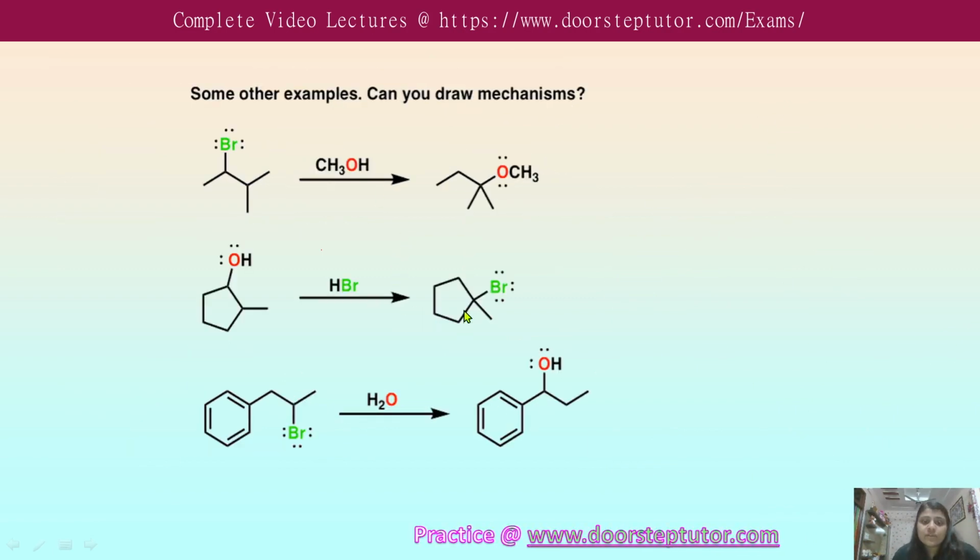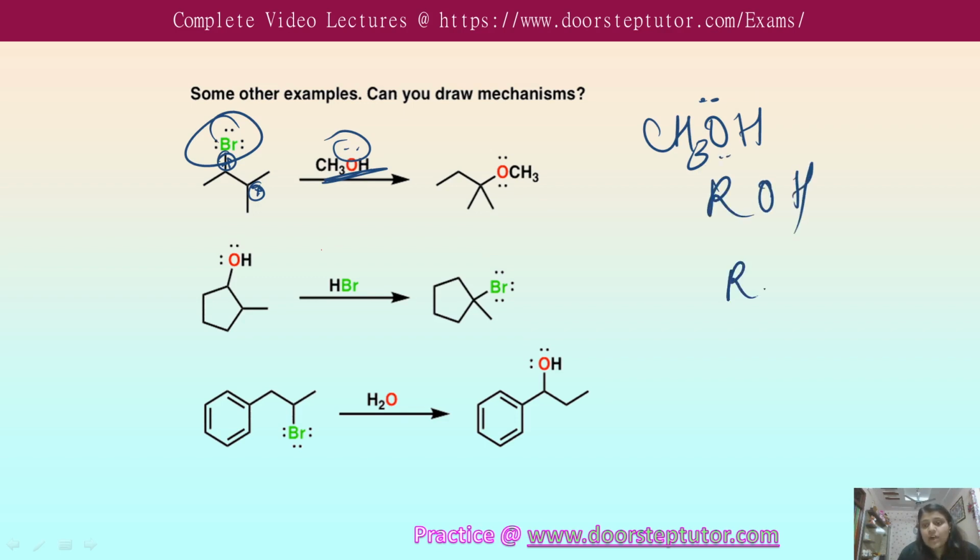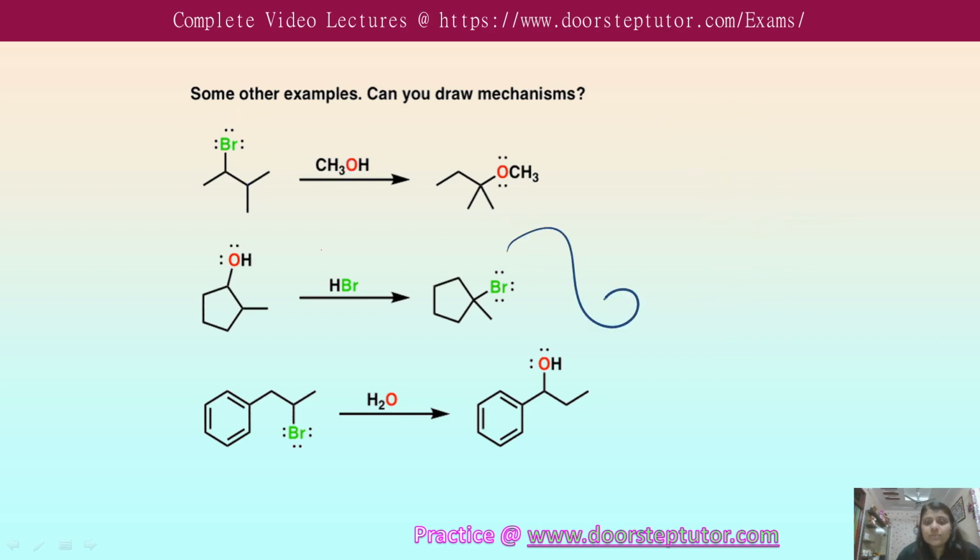There are some other reactions you can try. You can try to draw the mechanisms, because if there is a Br and there is CH3OH, what will happen? Br will leave, there is a positive sign, and again there is a hydride shift. Then CH3OH, an alcohol, ROH, will act as a nucleophile, and there is an attack of the nucleophile here. Similarly you can work through these reactions as well.